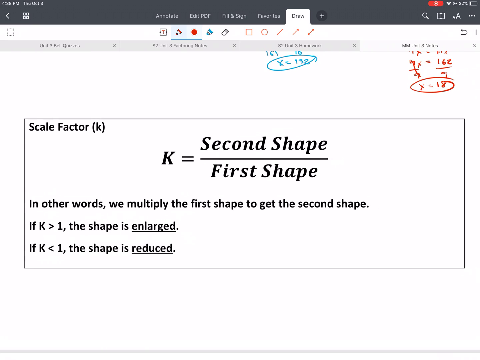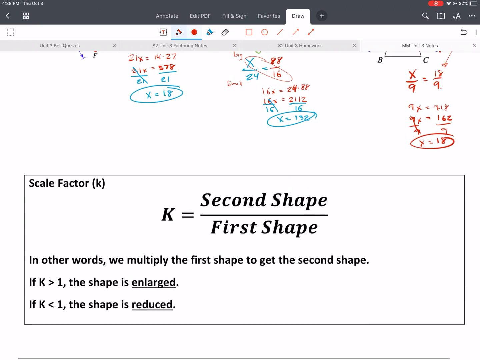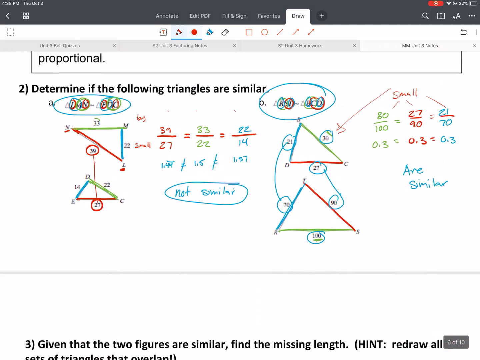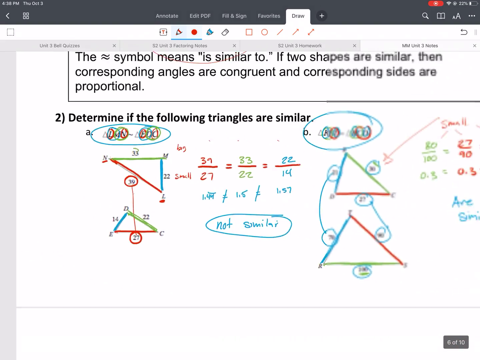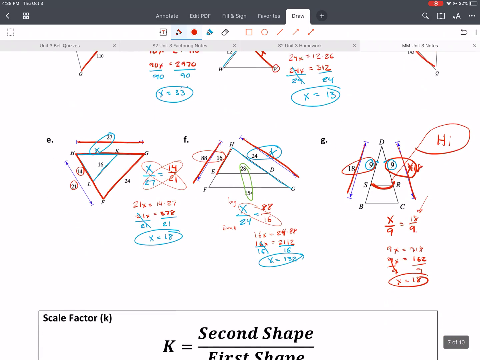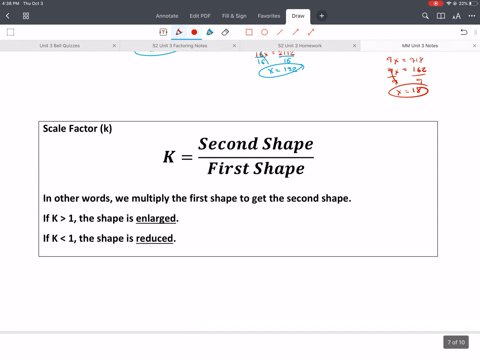All right, scale factor. So scale factor is basically if we have these two triangles, like these ones, what would we need to multiply one of the triangles by to get the second triangle? Okay, since they're similar, I mean, they are proportional, so if you multiply all the sides by a certain number, then they would all get big by the same amount. So scale factor does that for us, okay?